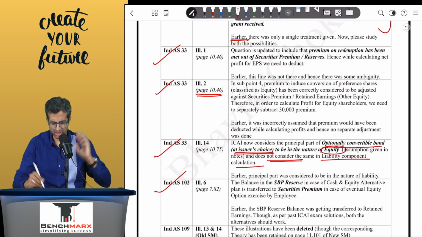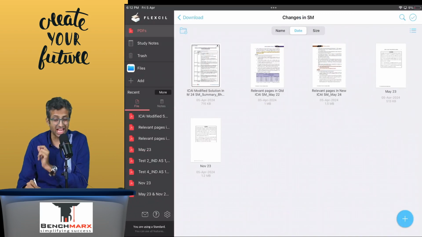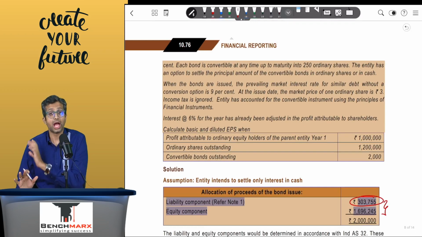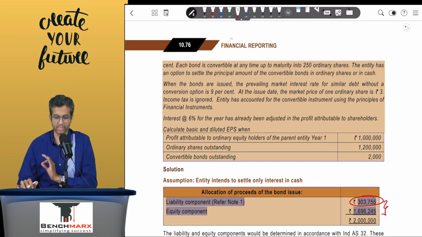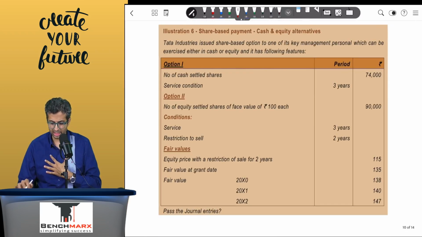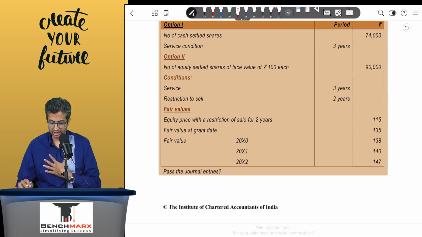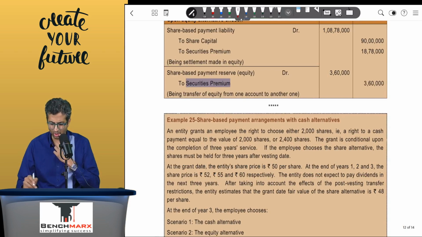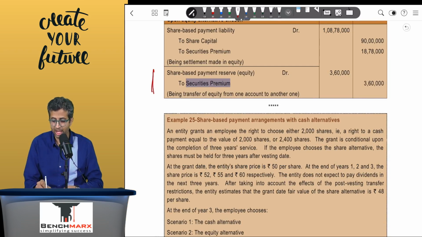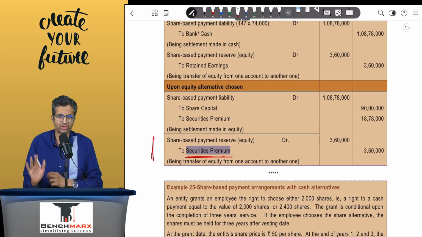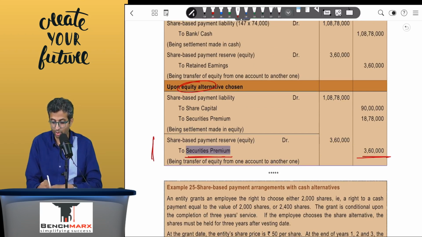So if it comes in the exam, that is a cash alternative and an equity alternative, and the employee decides to exercise the equity option, then at the end, this is question 6 from your Ind AS 102. In this case, all else remaining constant, at the end the SBP reserve account is debited to securities premium. Alternative schemes of entries can also work, but this will go to the securities premium if the equity alternative is chosen.